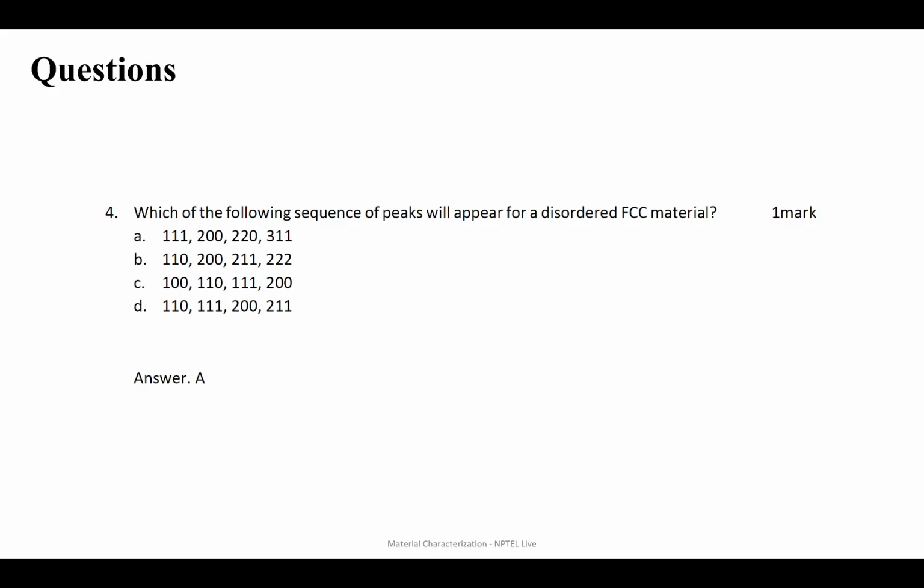So the answer is A. We studied that for an FCC lattice, the HKL must be either all even or all odd. So in option B there is 110, which is a mix of even and odd. C, D, all of them have values which are a mixture of even and odd, so they are invalid. In A, 111 is all odd, 200 is all even, 220 is all even, 311 is all odd. So only this is the correct answer.